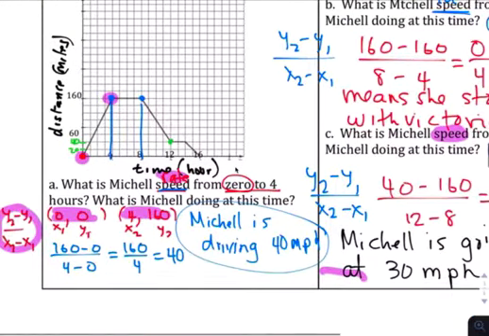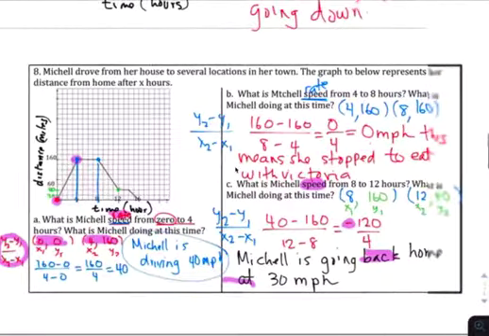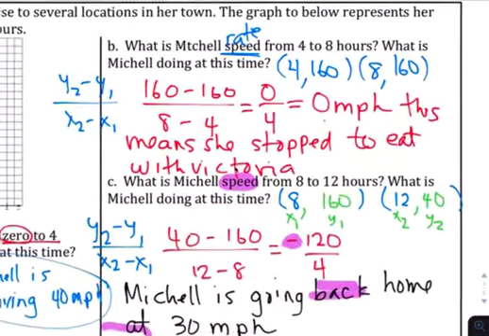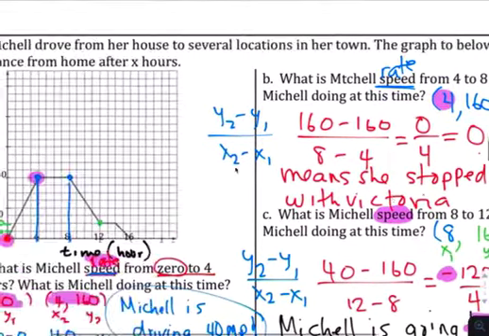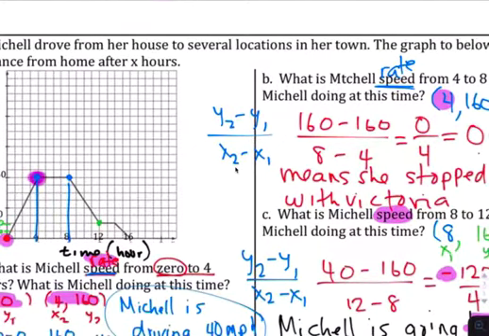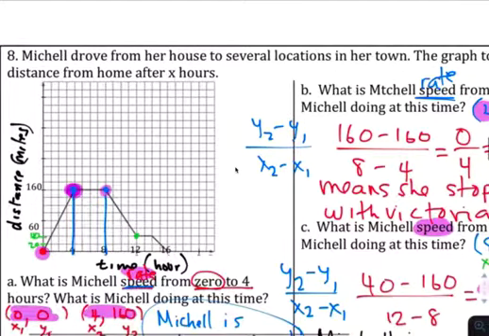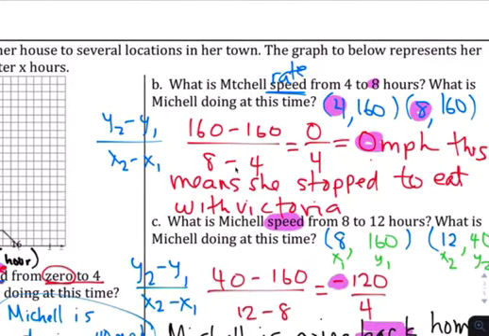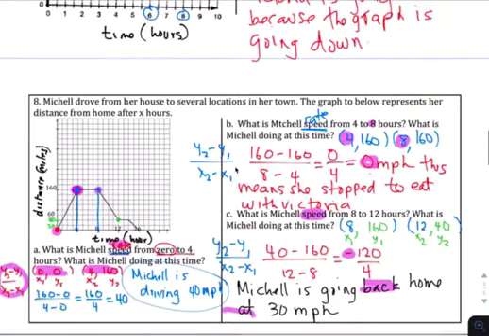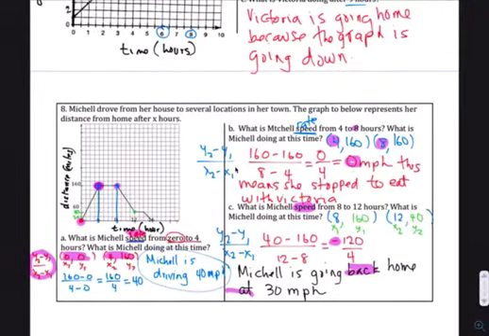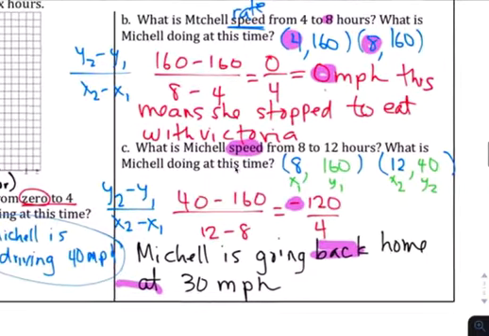Find the rate. Michelle is driving 40 miles per hour to go somewhere. And then you do the same at 4 hours. 4 is right there, and 8 is also at 160 right there. Subtract, you get 0 miles per hour, means she stopped to eat with Victoria or eat at a restaurant, who knows.